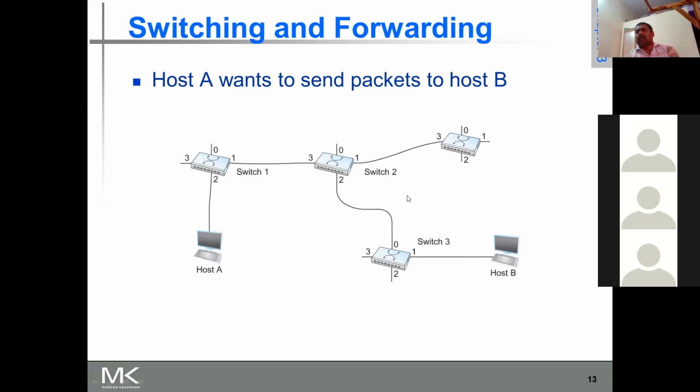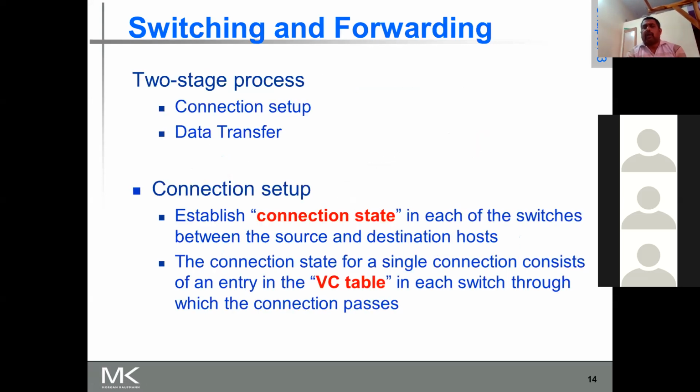Already we have discussed this, and on the board I have also solved this problem using distance vector. In this way, the connection state is established in each of the switches between the source and the destination nodes. The connection state for a single connection consists of an entry in the VC table, that is the virtual connection table, in each switch through which the connection passes. In that table, the next switch entry will be taken into consideration.